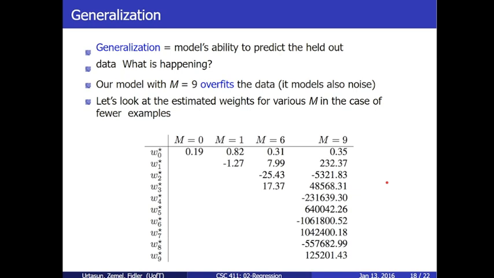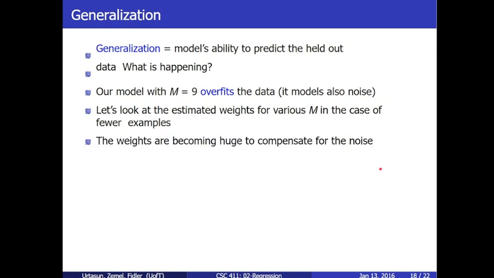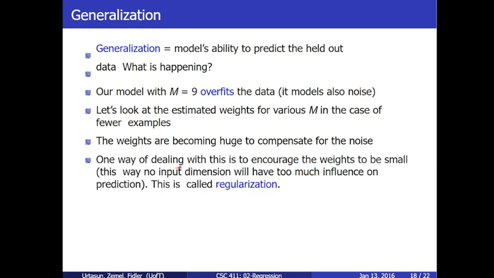Now let's look at estimated weights for various m in the case of fewer examples. The weights are becoming huge to compensate for the noise, and one way of dealing with this is to encourage the weights to be small. This way, no input dimension will have too much influence on the prediction. This specific method is called regularization.